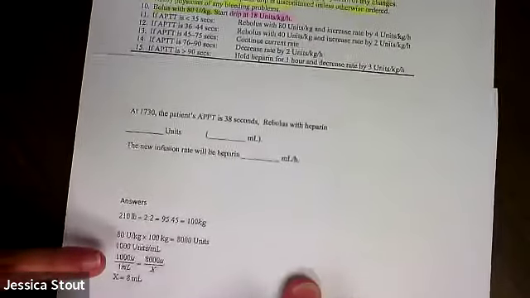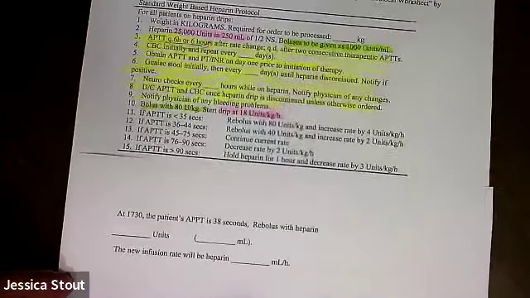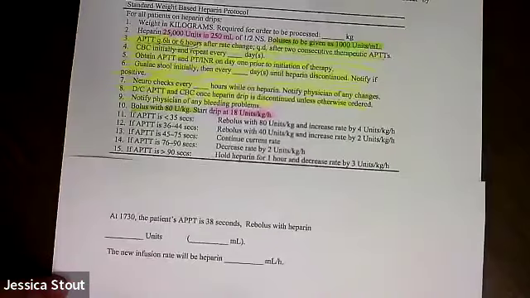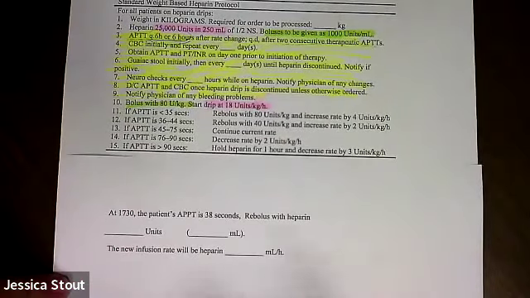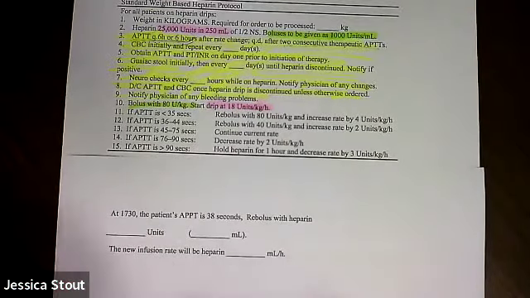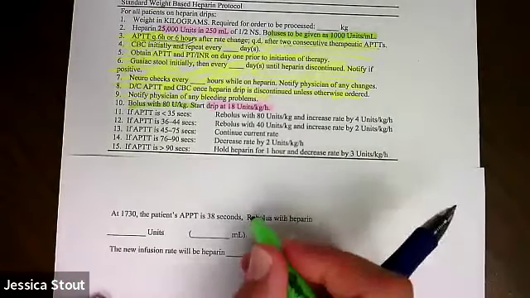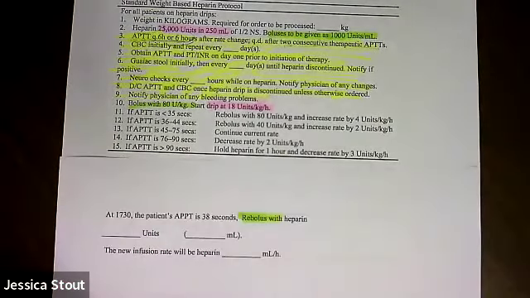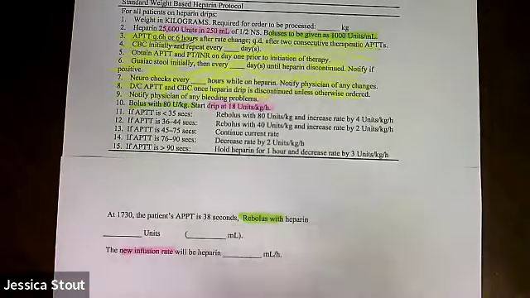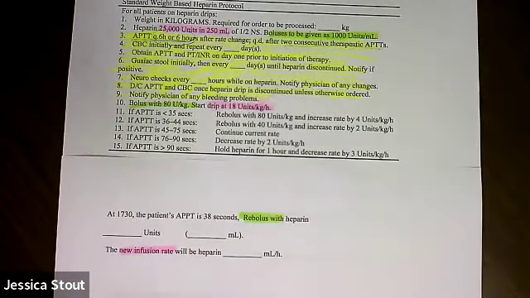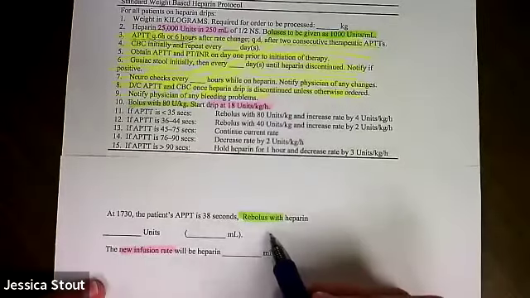All right, now the back page. At 17:30, the patient's APTT was 38 seconds. Rebolus with heparin. So we got to figure out how many units and how many milliliters, and then we got to figure out our new infusion rate. So again, this is the green lines, the bolus, and the infusion rate goes back to the pink numbers. Okay. So a rebolus with heparin.